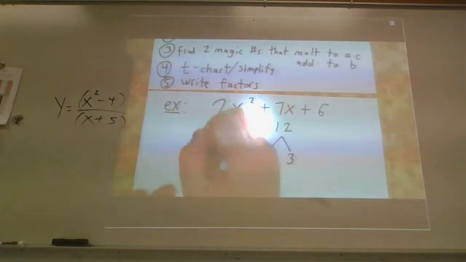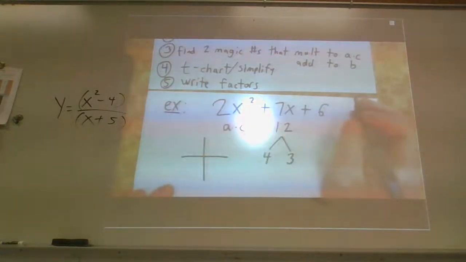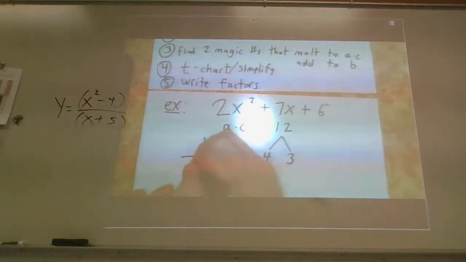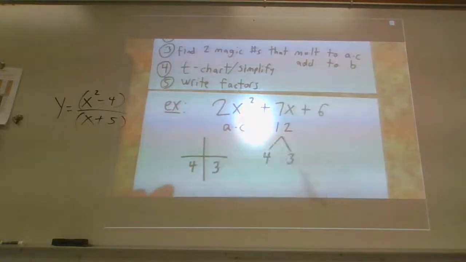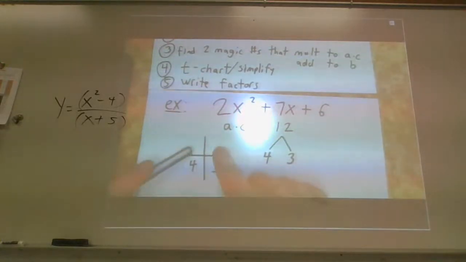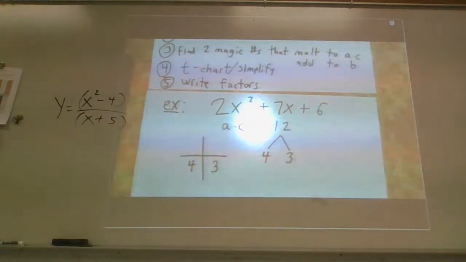T-chart. Now, this has been a while. I put my 4 and 3 in the bottom, but this has been a while. Does anyone remember what the heck I put in the top? I'm going to put some kind of an X. But does anyone remember precisely what I put, though? Definitely going to be the X's, though. 2x. 2x and what? 1x. Not precisely.